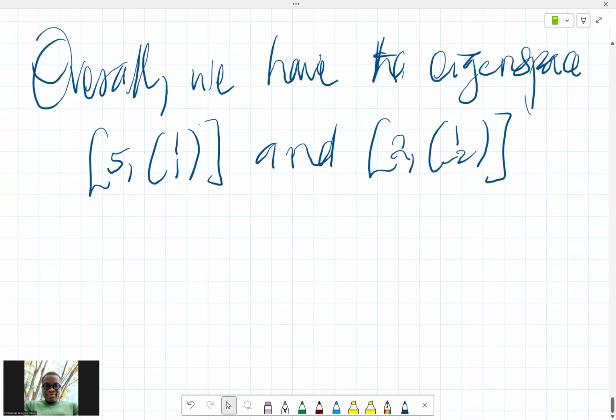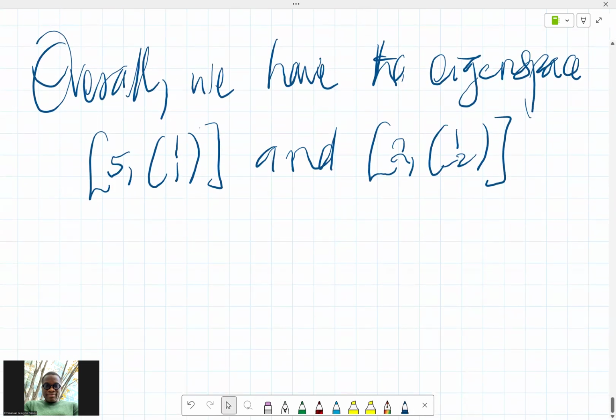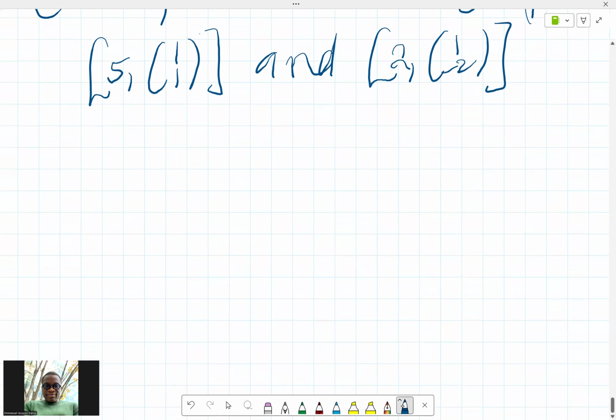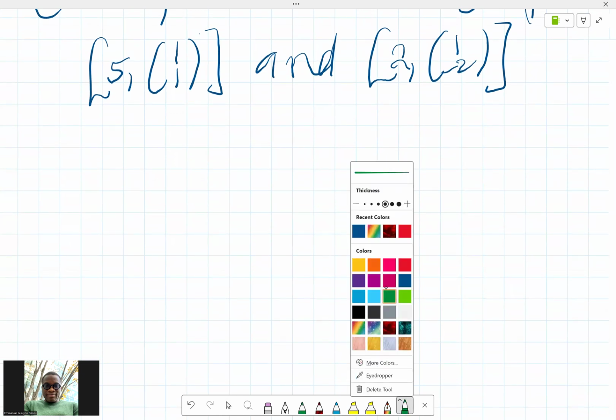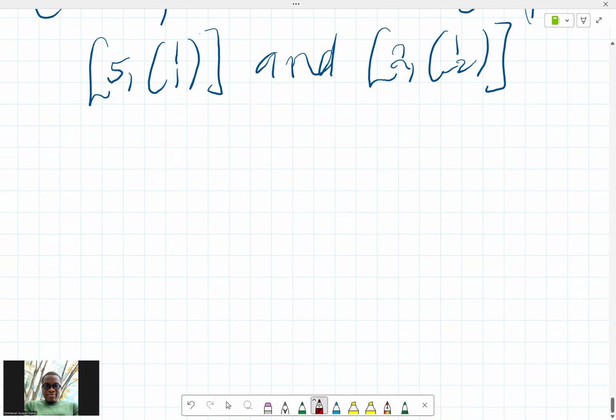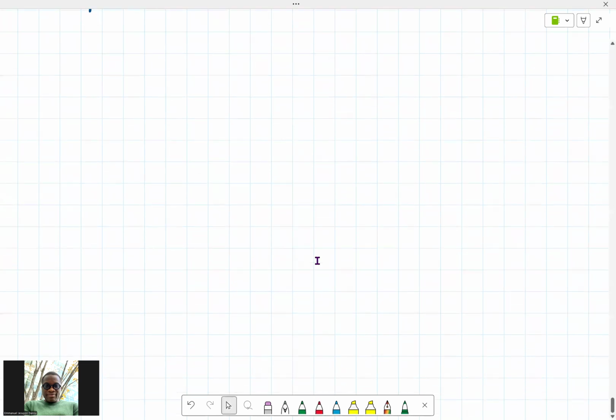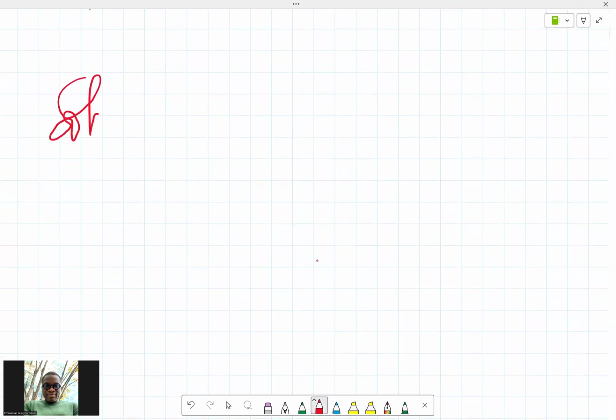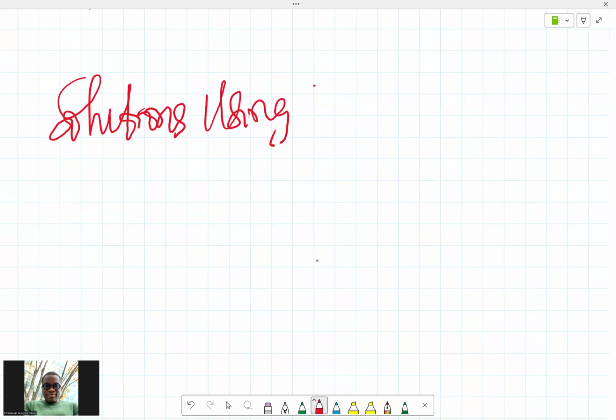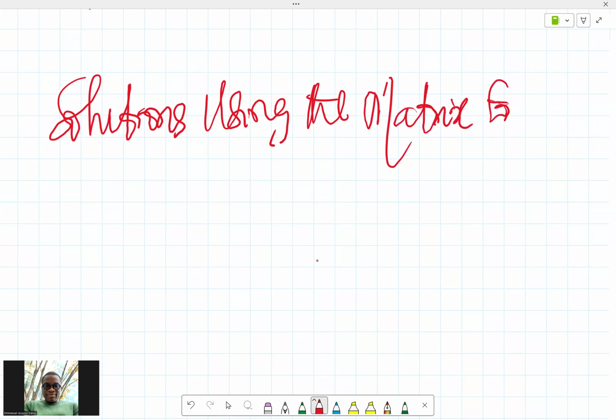So something like that. Now, having talked about this, can we switch gear and talk about something different? Okay, so let's talk about solutions using the matrix exponential.